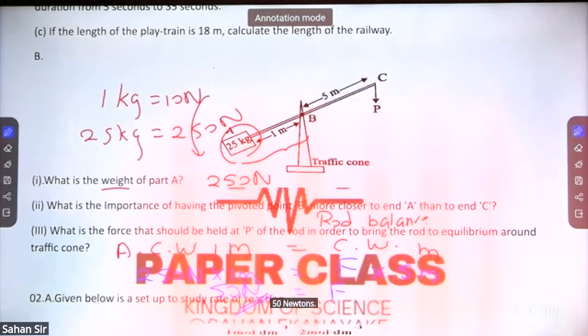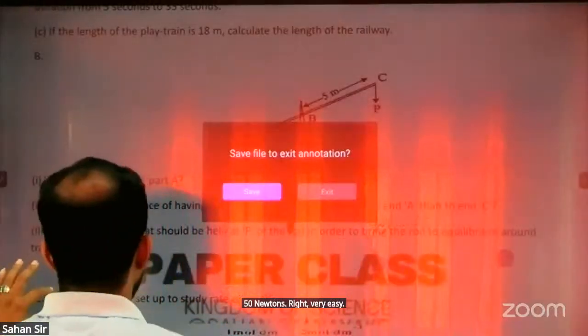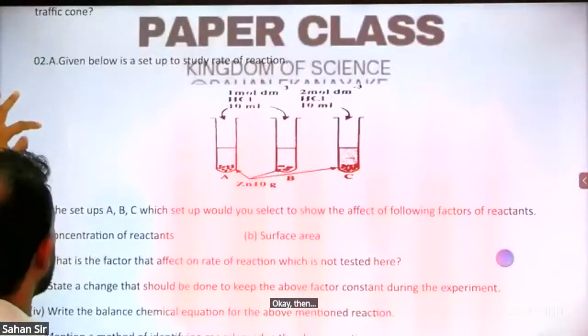Right. Very easy. Okay. Then rate of reaction again.